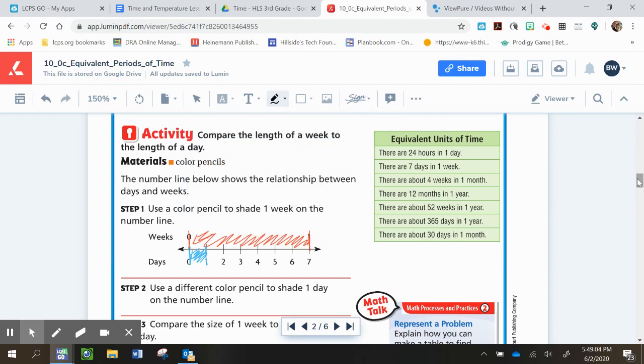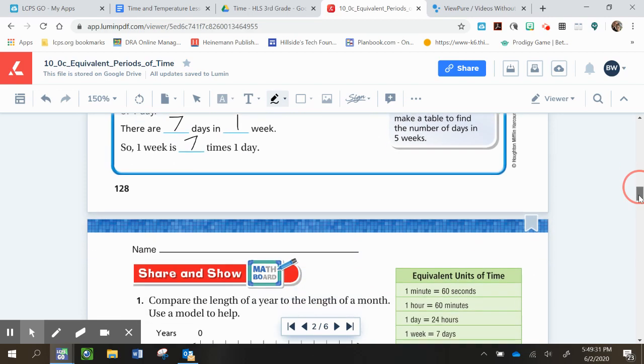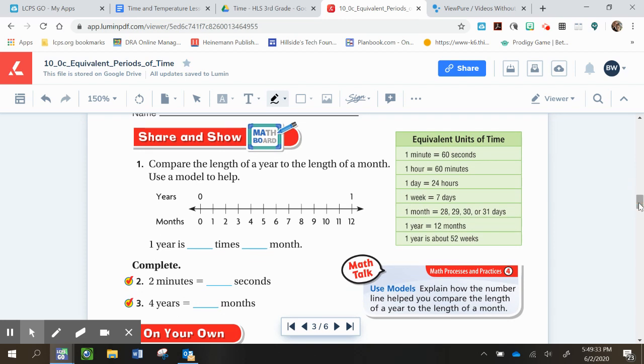So we're going to compare the size of 1 week to the size of 1 day. There are 7 days in 1 week. So 1 week is blank times 1 day. 1 week is 7 times 1 day. 7 times 1 is 7. Again, we're going to come down and we see different equivalent units of time. They just wrote it with an equal sign this time.